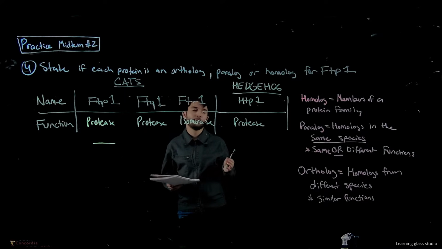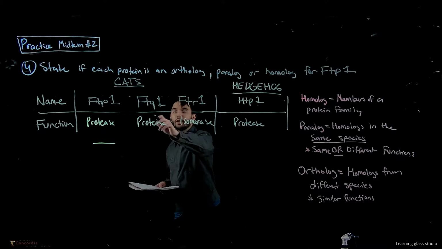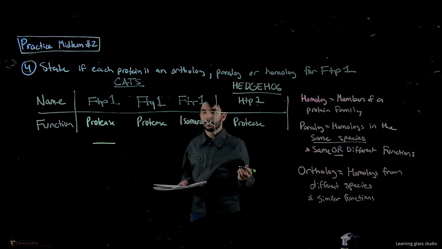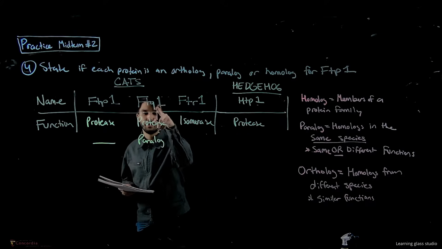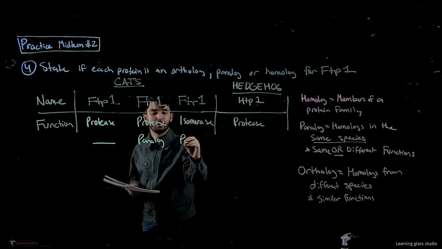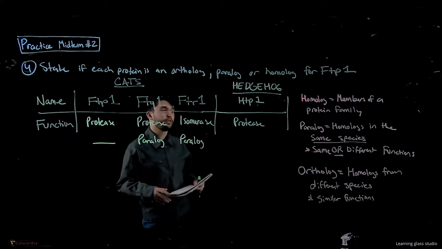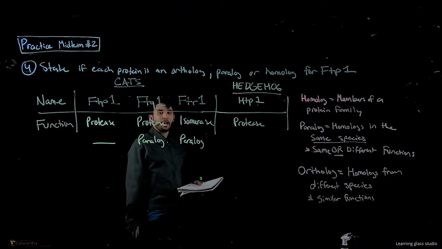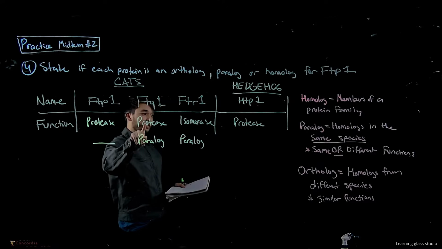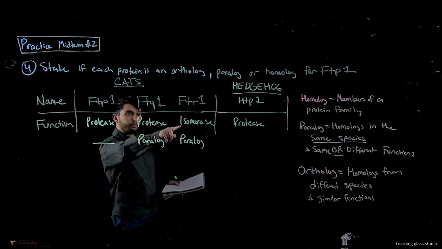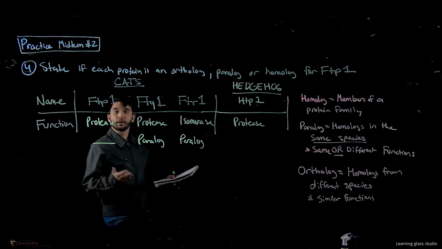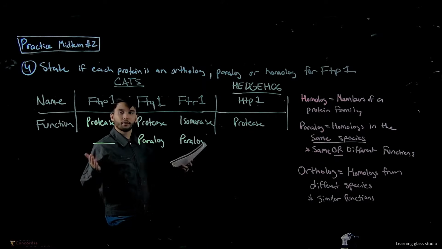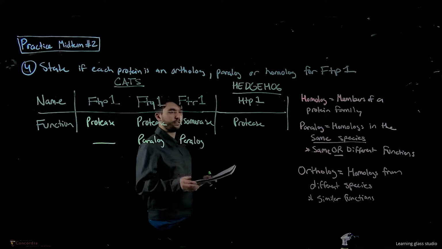Now we have to decide whether they are paralogs or orthologs. These are all from the same species, cats, so these must be paralogs. FTQ1 is a paralog, and FTR1 is also a paralog. Same species, they're homologs, and FTQ1 has the same function. It is a protease, but FTR1 is an isomerase, so it has a different function. That doesn't matter. It's still a paralog because it's from the same species and same protein family.